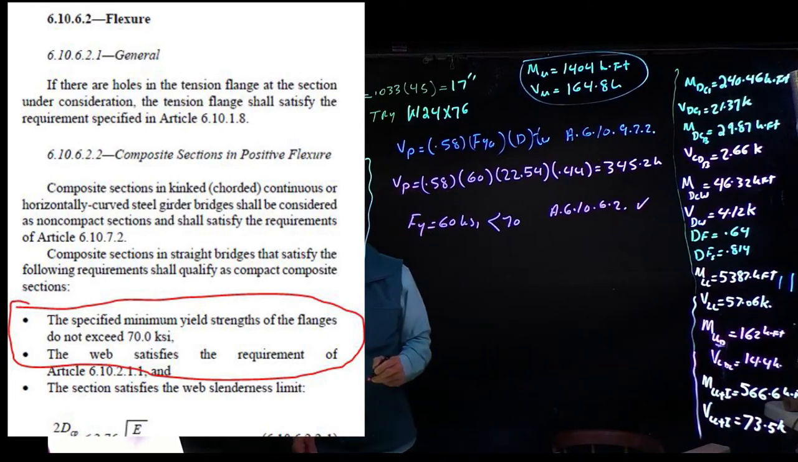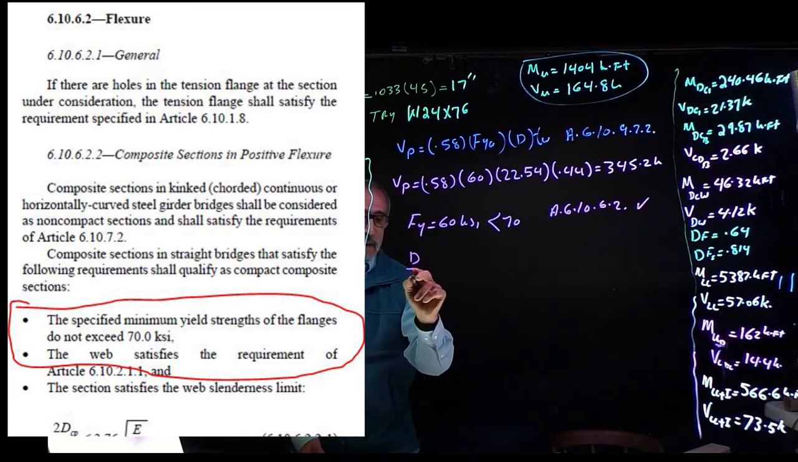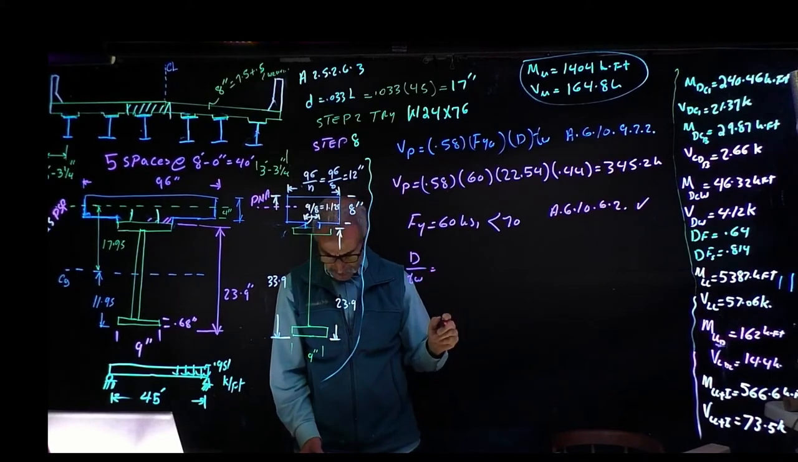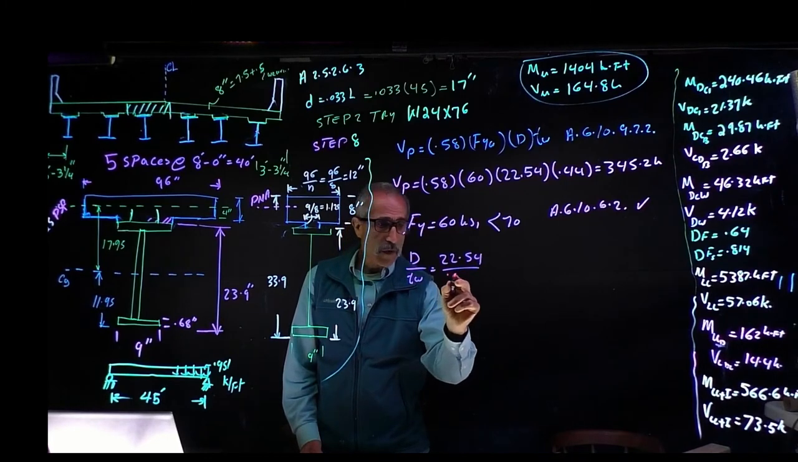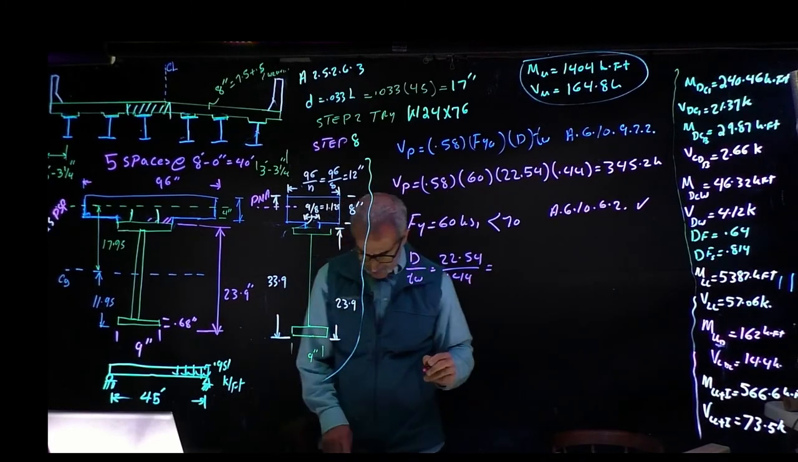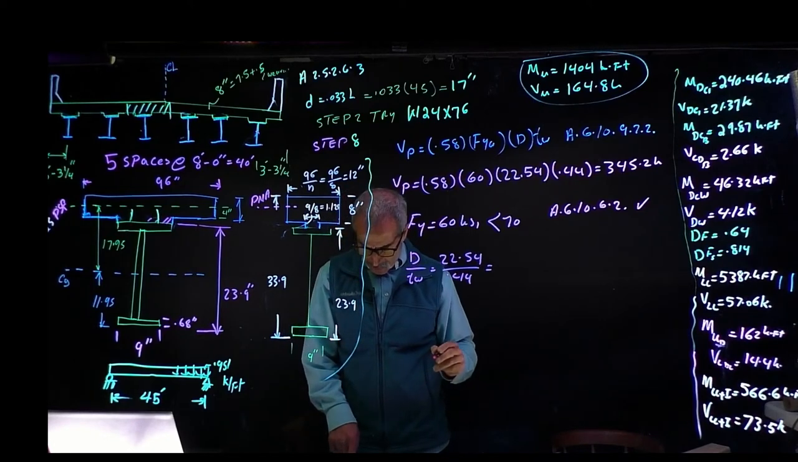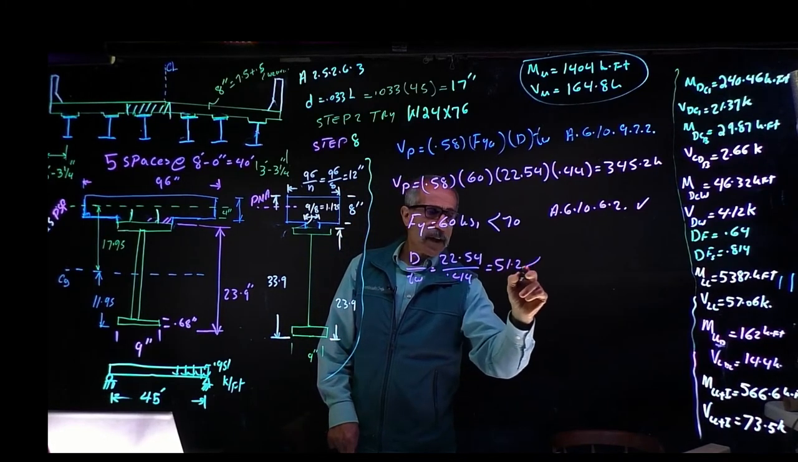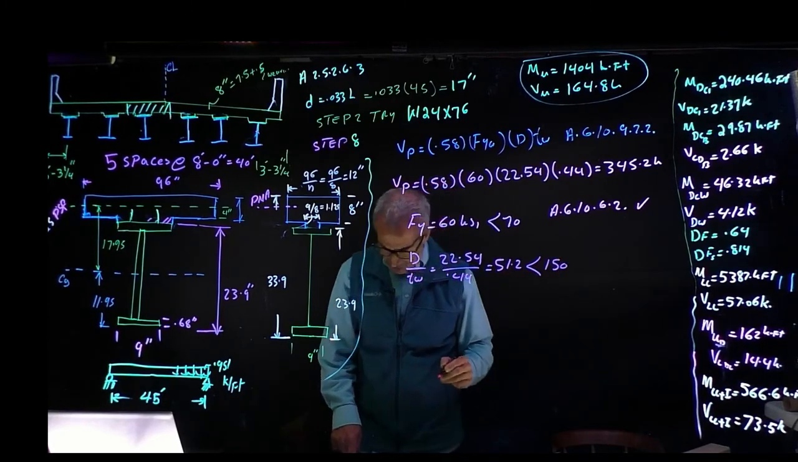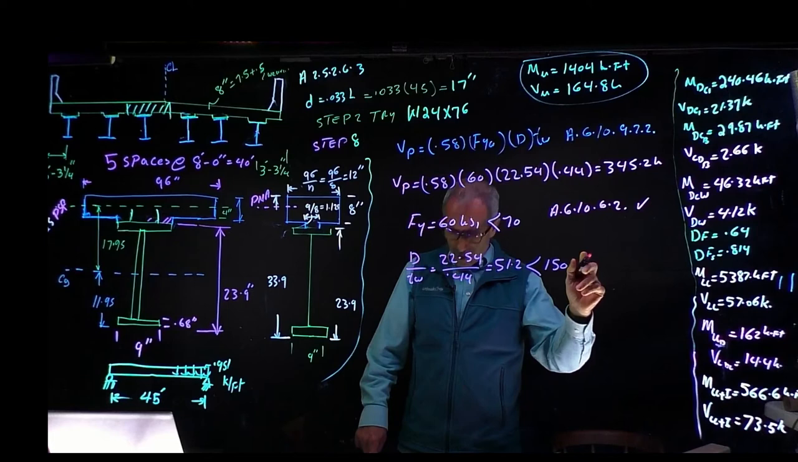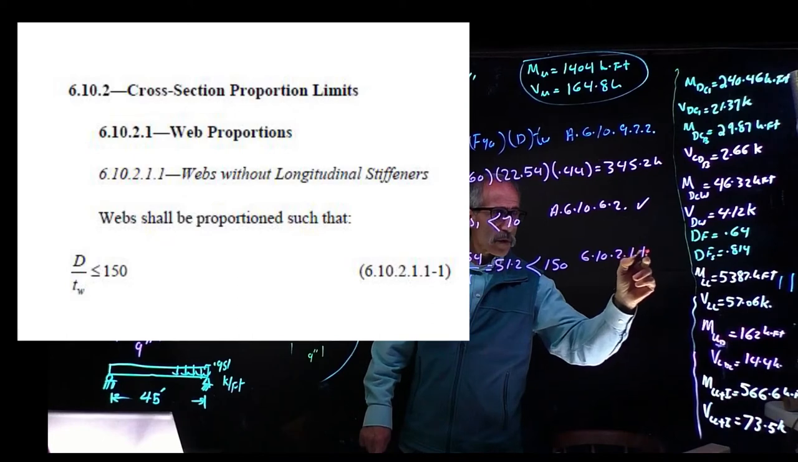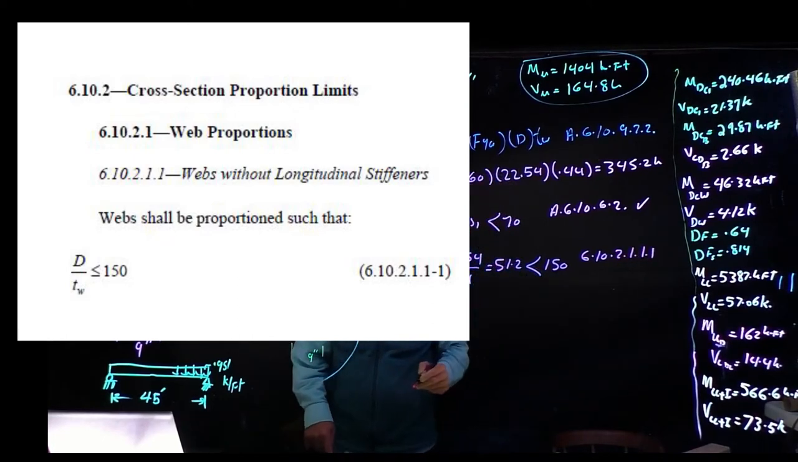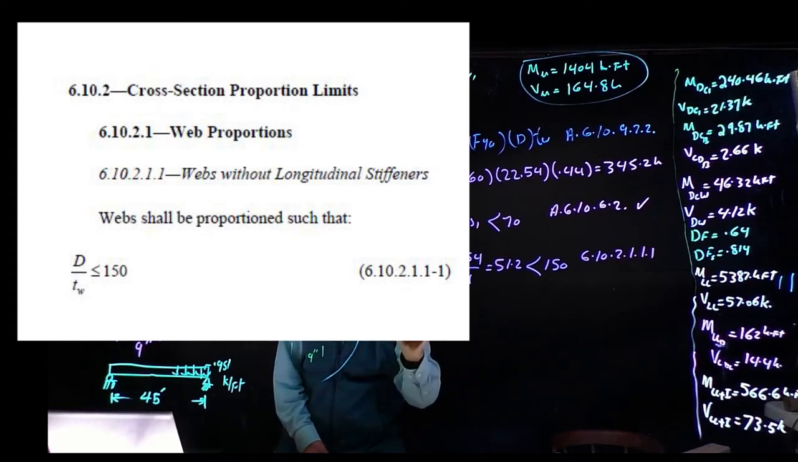And the next thing we're going to check is D over Tw, as you can see on the screen, which is 22.54 divided by 0.44. And that comes out to 51.2, and that has to be less than 150. And the spec says section 6.10.2.1.1.1.